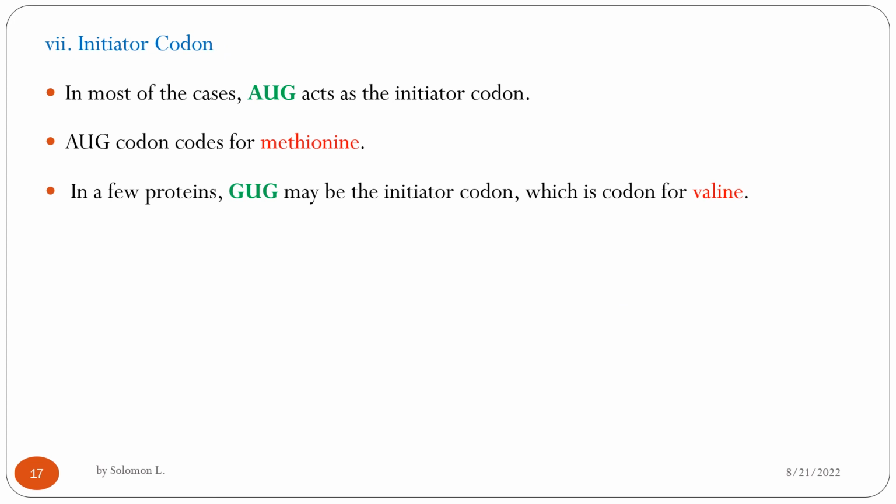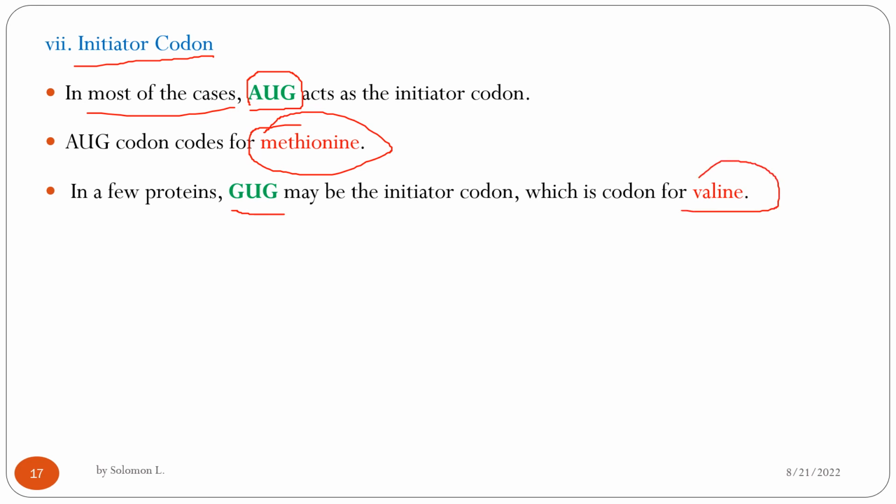Finally, the genetic code can act as an initiator codon. In most cases, adenine, uracil, guanine acts as the initiator codon, which codes for methionine. But in a few proteins, guanine, uracil, guanine may be the initiator codon that codes for valine.